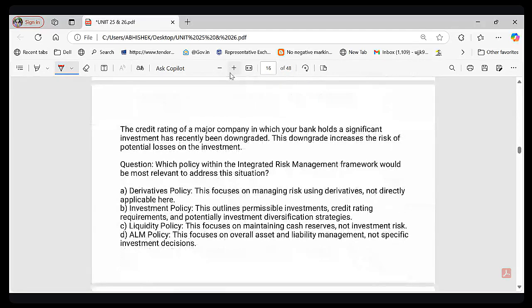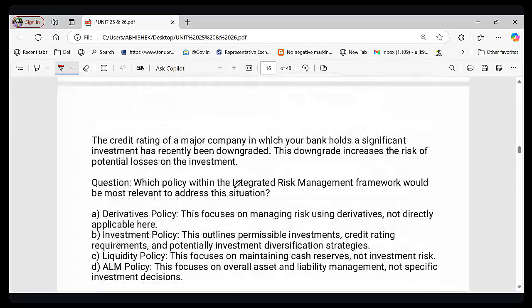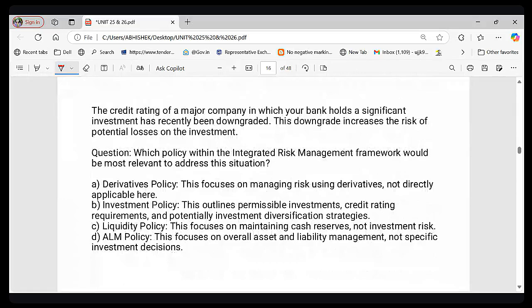Now let's see this particular question. I hope the concept of the previous question was clear to you. So that is the three questions we have done regarding transfer pricing, and this transfer pricing is very important from the examination point of view. So now let's see the next question that we have.